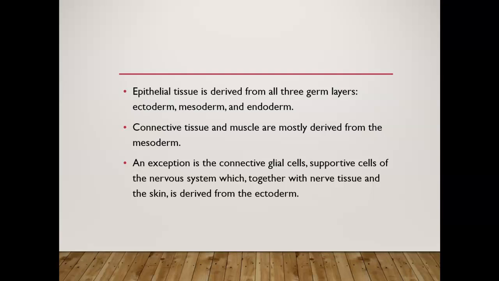And so we look at the 4 tissues, and we ask where were they derived from? Your epithelial tissues have their origin in all 3. Connective and muscle is mostly mesoderm. And your nervous system is mostly ectoderm, with the exception of your support cells in the nervous system, known as these glial cells and all. So it's good to know the origin, where they come from.